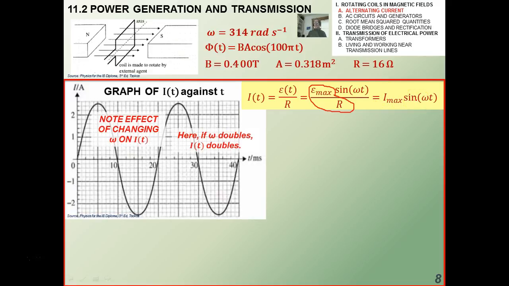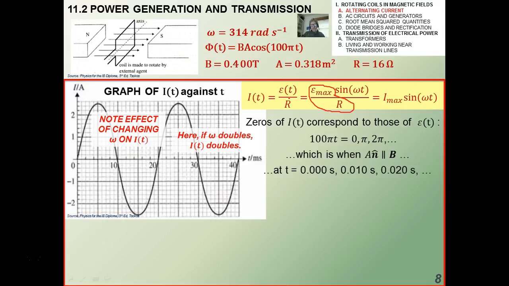Now, again, what's the effect of changing omega on the current? Just as before, if omega doubles, then I doubles, because I of t is directly proportional to omega, which in turn is directly proportional to the frequency. So once again, here we go. The zeros correspond to exactly those of the previous argument of the induced EMF. We don't even have to do those calculations anymore.